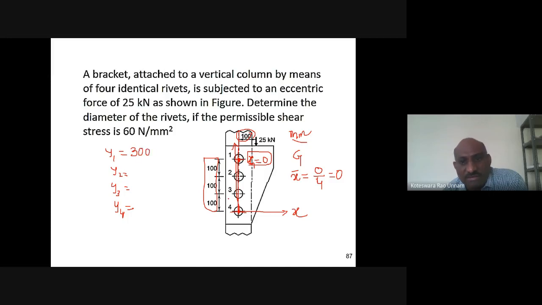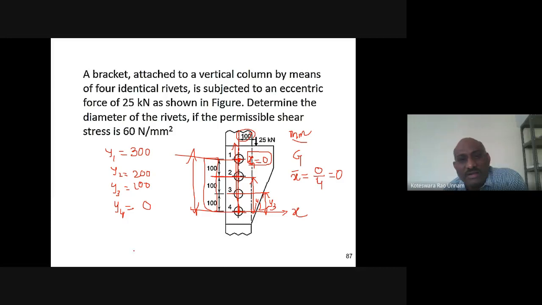y2 is, so this is the center, you need to measure this distance. This is going to be your y2. y2 is 200. Then y3, the distance of the center of the third rivet, this is your y3 value. So this is y3, this is y2 and this is your y1. So y3 is 100. Of course they are in mm. Then what is y4? From center to center it is 0 only.